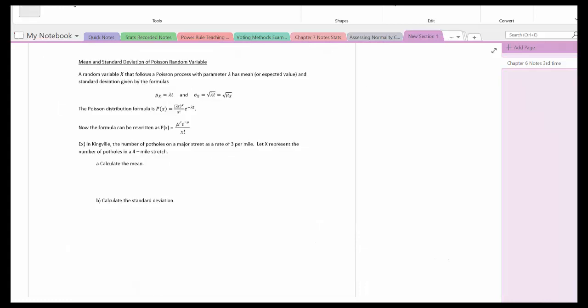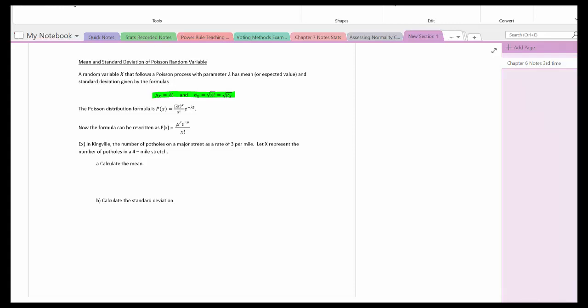Okay, last thing I want to talk about is the mean and the standard deviation of the Poisson random variable. Those formulas are given here. So we can always rewrite the formula instead of lambda t, just call it the mean. All right, so let's take a look at a quick example. In Kingville, the number of potholes on a major street is a rate of 3 per mile. Let x represent the number of potholes in a 4-mile stretch.